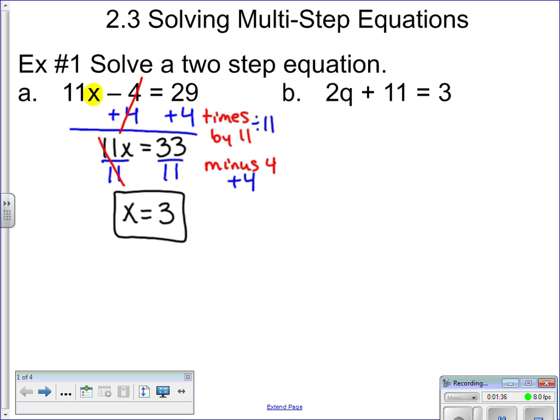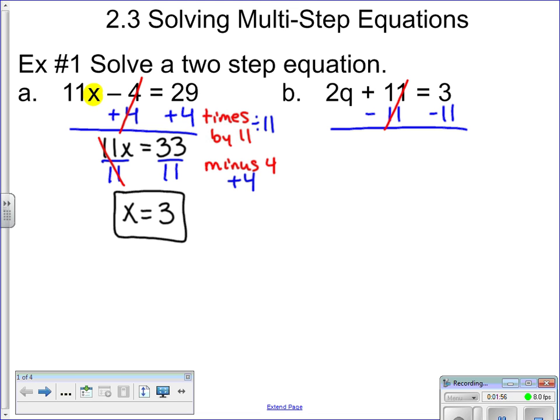All right, so you should try to pause and do attempt B on your own. Well, let's see how you did. So it's times by 2 and then plus 11. So let's do the opposite of plus 11. That would be minus 11.